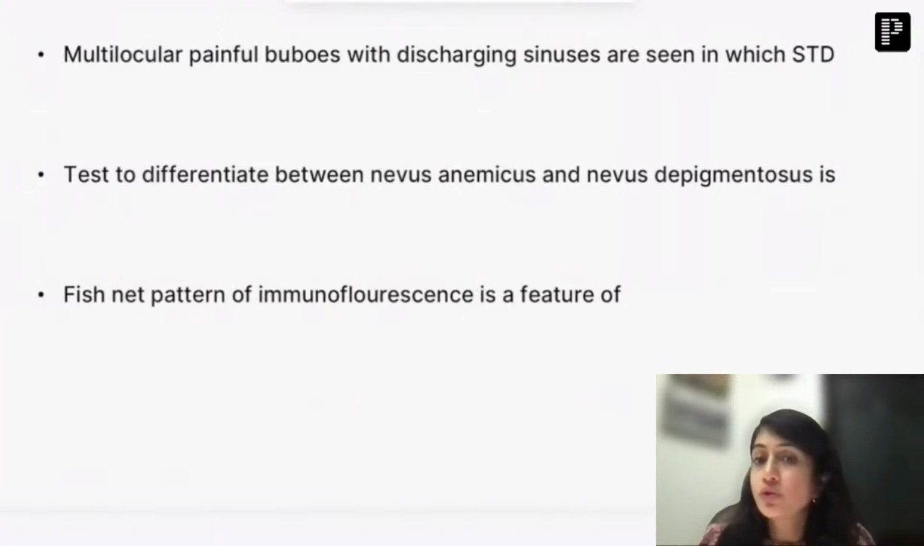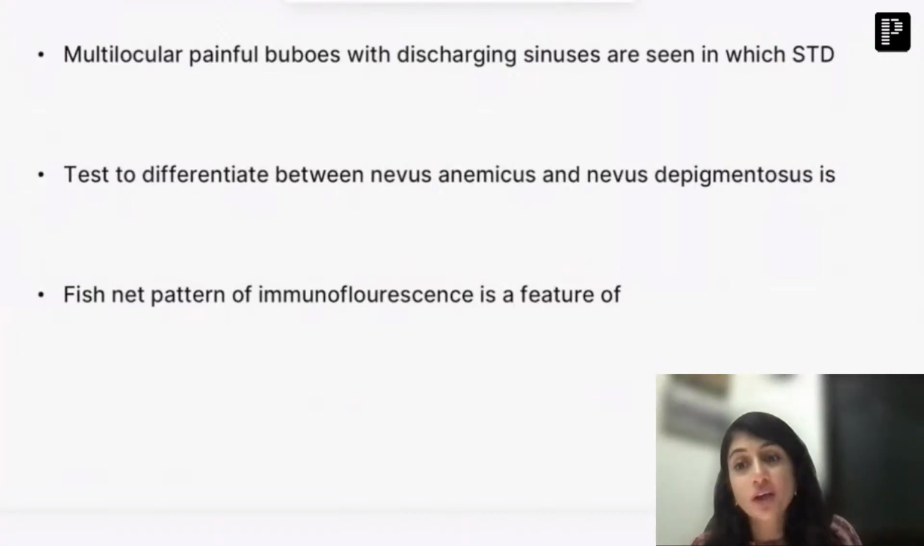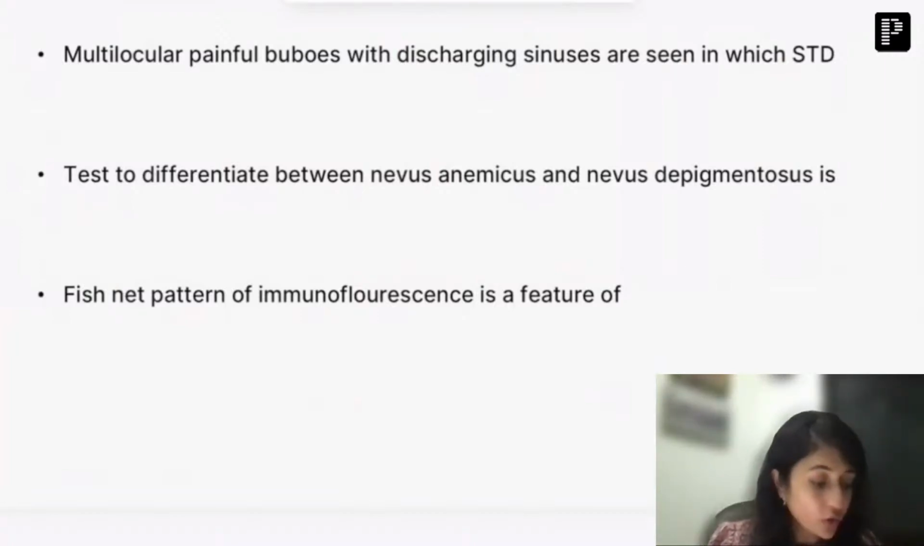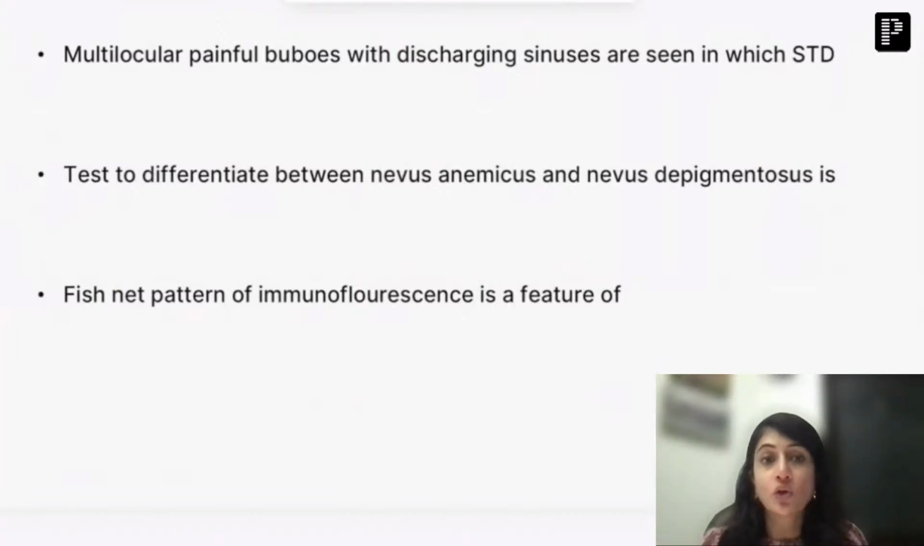Multilocular painful buboes, this we have discussed. So if you have multilocular painful buboes, it is lymphogranuloma venereum. So here the answer would be LGV. How can you differentiate between nevus anemicus and nevus depigmentosus? Yes, now you are all right. It is LGV, multilocular painful buboes with discharging sinuses.